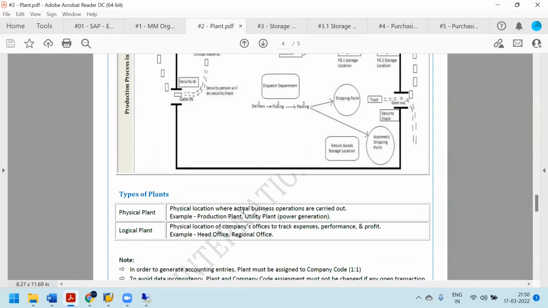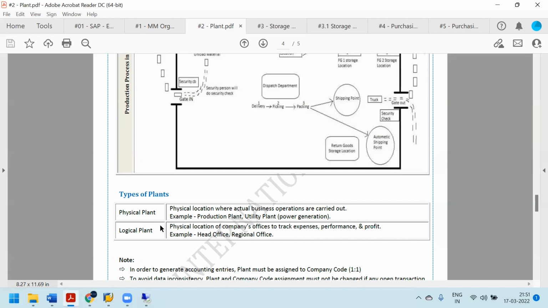For example, production plant, utility plant. And we can also have a logical plant, the physical location of company offices to track expenses, performance, and profit. So like head office, regional offices, they are considered as logical plant.